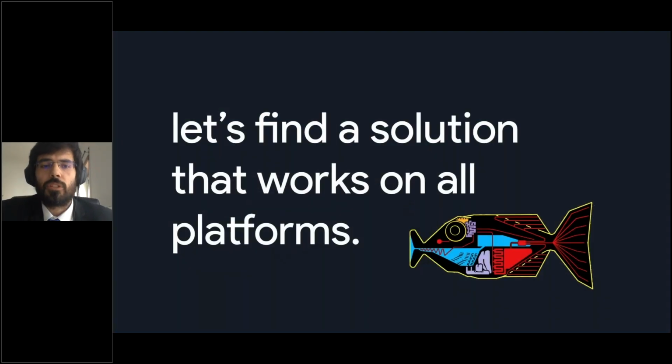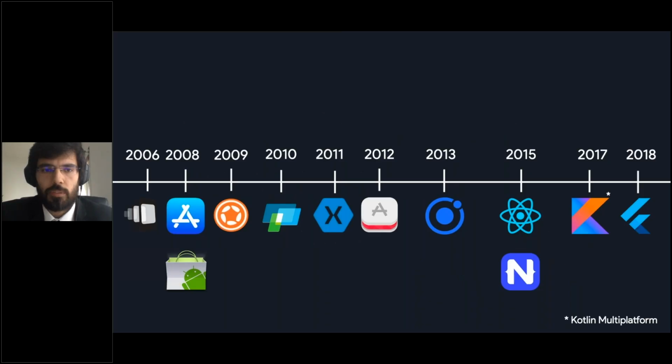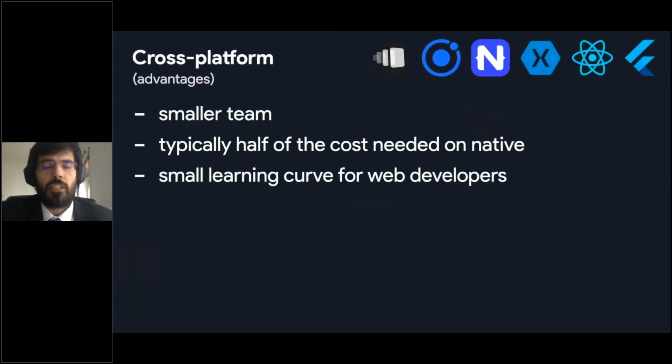So let's try to find a solution that works on all platforms. And we've been trying it since 2006 when PhoneGap initially appeared. And we've seen a lot of solutions here. We've seen Xamarin, RubyMotion, Ionic, NativeScript. We've seen Kotlin Multiplatform and Flutter more recently. And I'm going to talk a bit about the advantages of cross-platform solutions. And you'll see that I'm not putting Kotlin Multiplatform here because it's not a really cross-platform solution, as you're going to see in further detail in some slides.